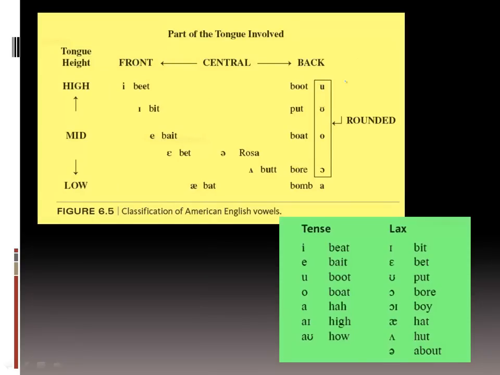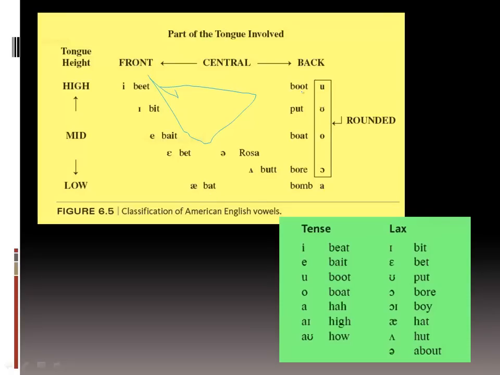Okay, so this represents the triangle that I told you about. We're talking about the front, central, and back of the tongue, and high, mid, and low of the tongue. So at the high end you have long E as in "beat," short E as in "bit." Beat, bit. And then you come down a little further and slightly further back you have "bait," A. It's like a mirror image number 3, "bet." And lower you have "bat."